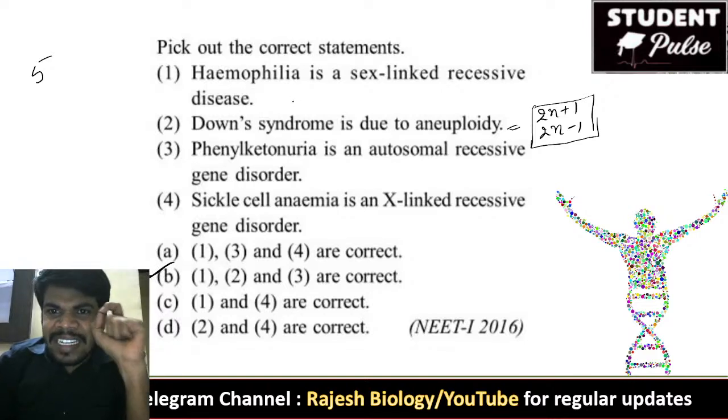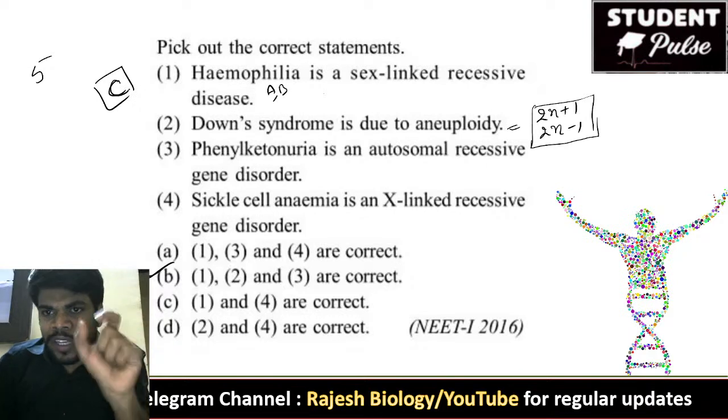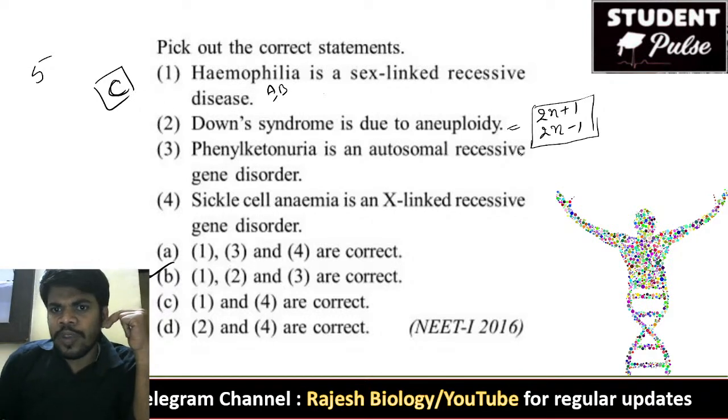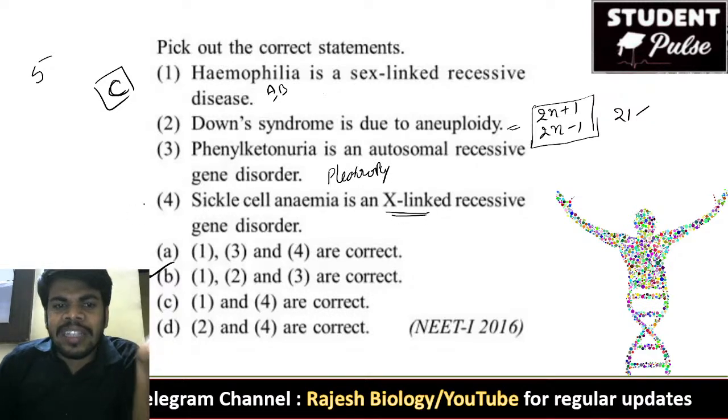Yes, hemophilia is a sex-linked recessive disease. But hemophilia C is there. Hemophilia A and B are X-linked recessive disorders. Hemophilia C is an autosomal recessive disorder. Remember this point. Next, Down syndrome is because of aneuploidy. Perfect. Because of an extra 21 chromosome, 2n plus 1. Phenylketonuria is an autosomal recessive disorder. Yes, perfect. And it is another example of pleiotropy also. Sickle cell anemia is not X-linked. Sickle cell anemia is an autosomal recessive disorder. So the right answer is option B.